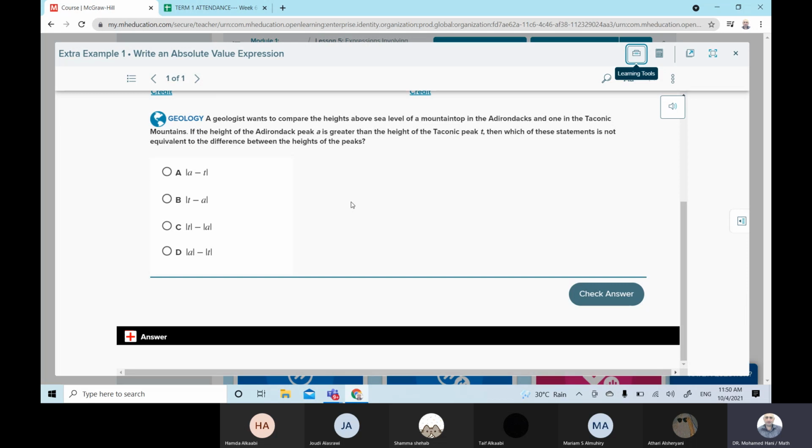If I want to know the difference between the heights of the two mountains. Number A. What is your name? Adari. Thank you, Adari. Who has a different answer? Adari said A. Who has a different answer?